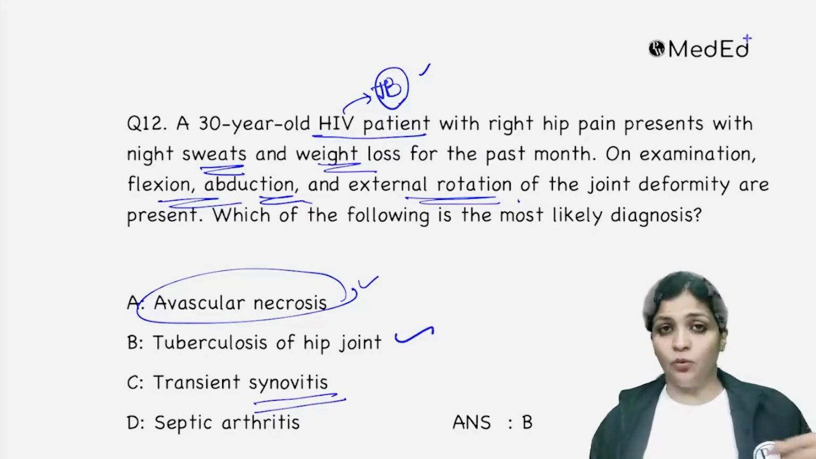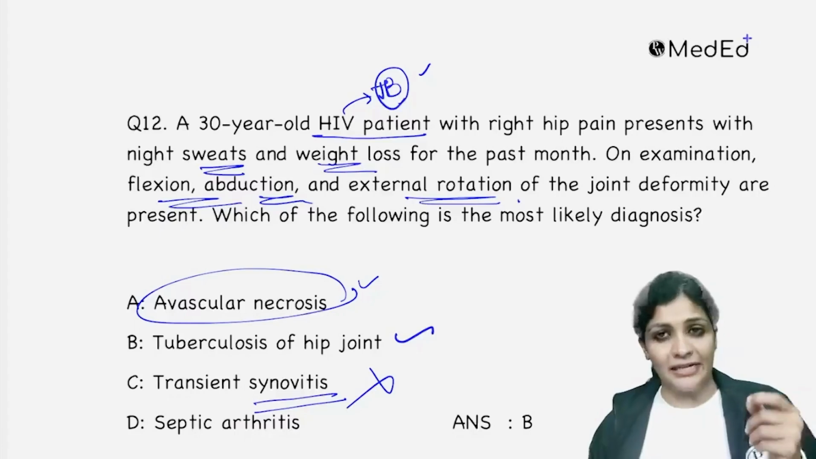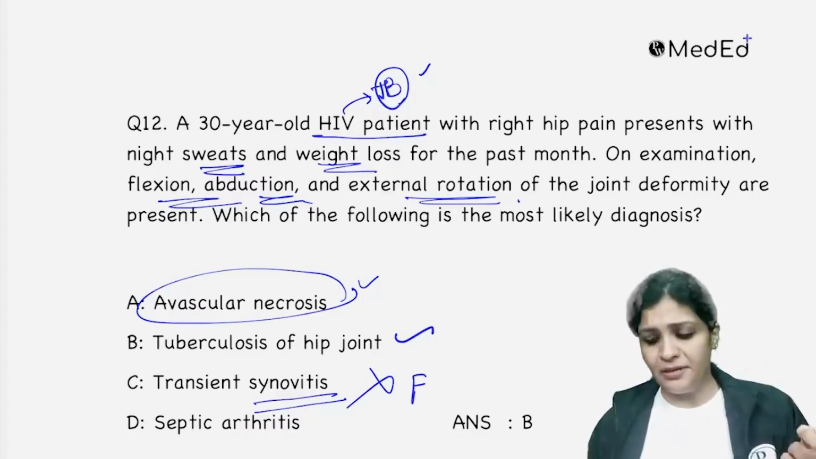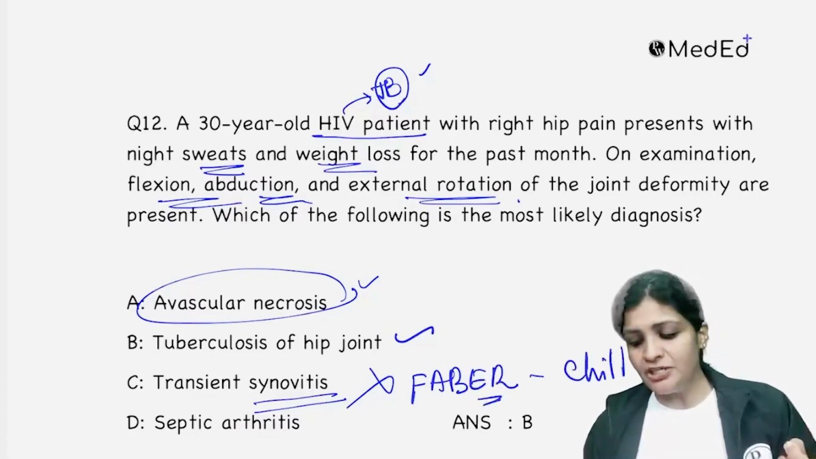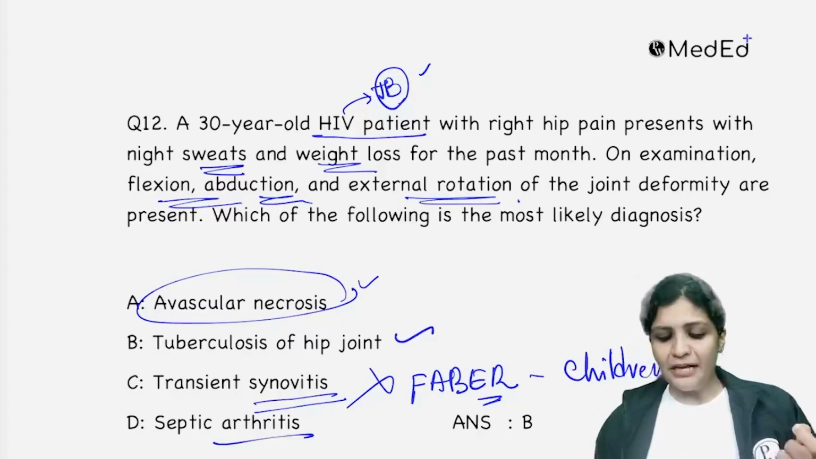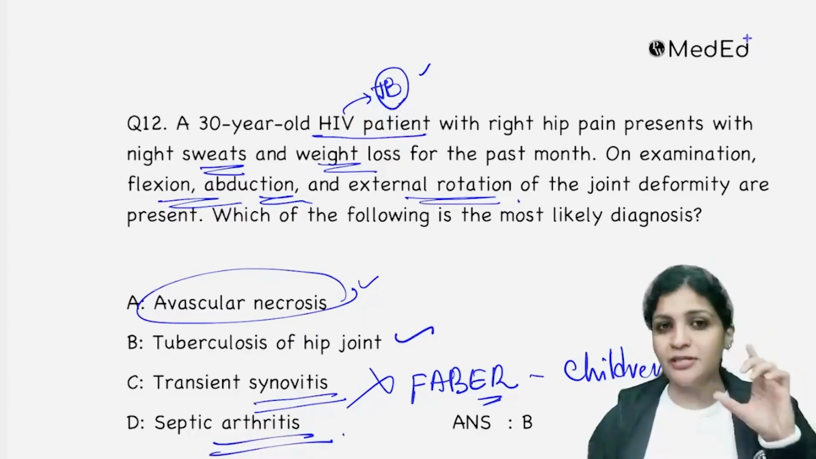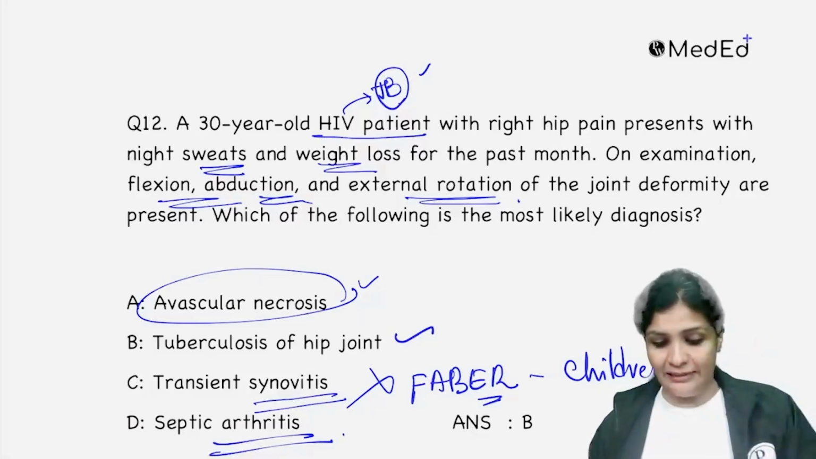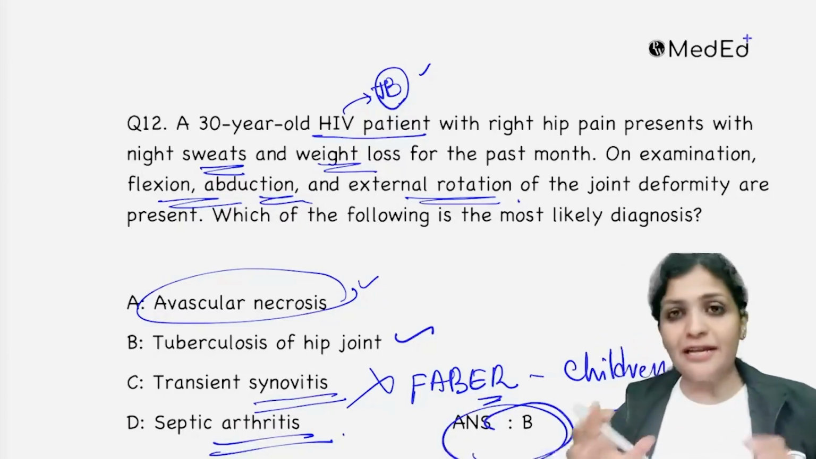But in an HIV patient with the night sweats and with the weight loss, this is not the answer. Transient synovitis is a condition where there will be minimum infection with the Faber presentation. It is usually seen in children, right? And septic arthritis, again, it could be septic arthritis, but with night sweats and weight loss and an HIV patient, again we are putting the answer as tuberculosis. So that is how I have answered this as answer B, that is tuberculosis. Fine. So that is how you have to conclude.